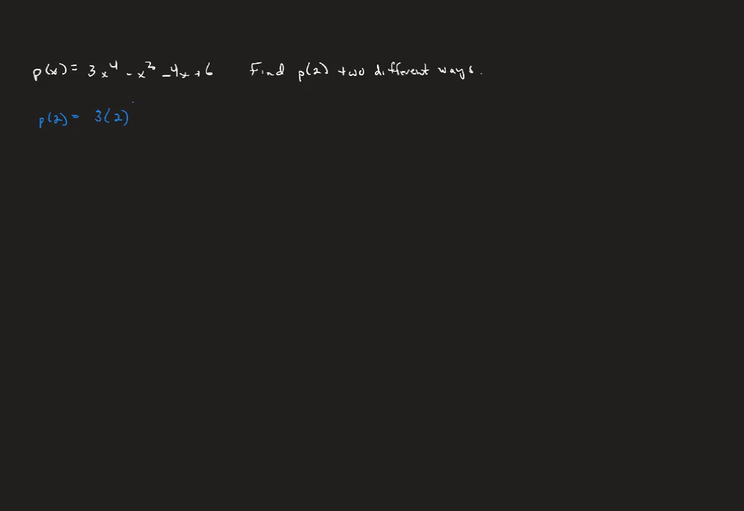So that's going to be 3 times 2 to the fourth minus 2 to the second minus 4 times 2 plus 6. So that means we're going to get, let's see, 2 to the fourth is 16 times 3 is 48. 2 squared is 4, so that's going to be a minus 4, a minus 8, and a plus 6. And so I guess the negative 12 from the negative 4 and negative 8 will make the 48 into 36, plus another 6 is going to be 42. So that's one way of getting our answer.